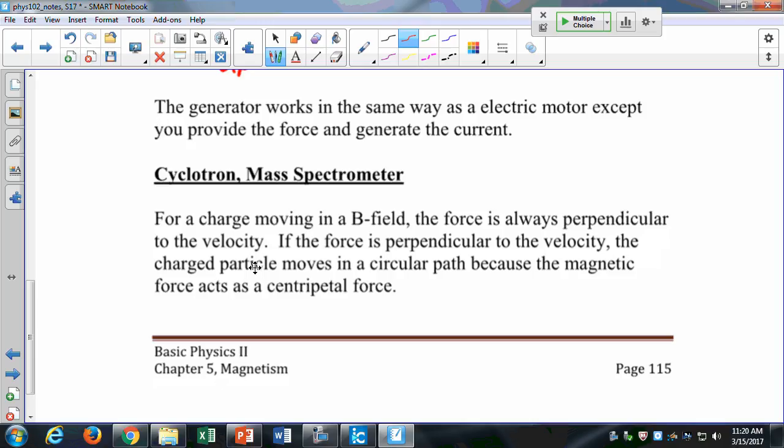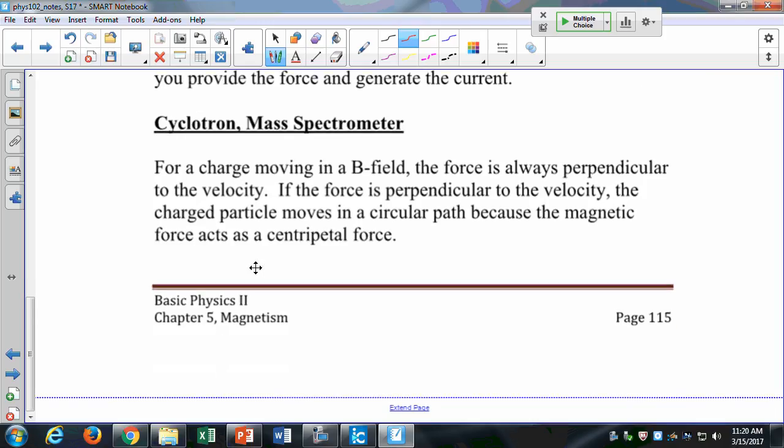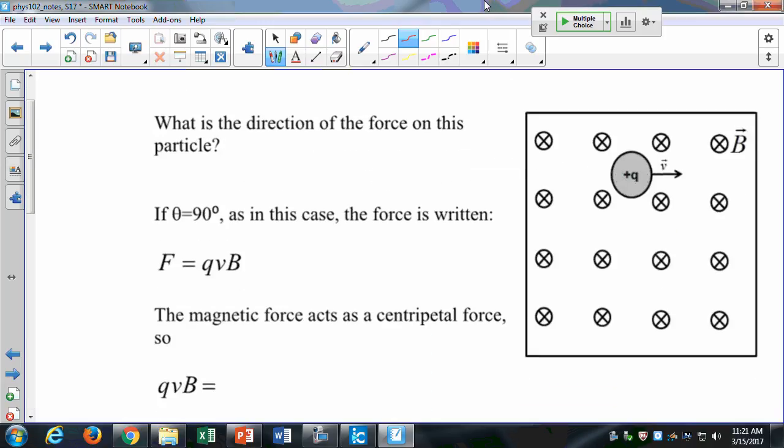All right, let's look at the cyclotron, the mass spectrometer. Some of you might have used this in some of your chemistry classes if you've taken some upper levels yet, or you might if you go into graduate school in biology. If I have a charge moving in a magnetic field, the force is perpendicular. That causes a centripetal force, which causes the charge to move in a circular path, like we've already seen. We can measure the radius of that path, which will tell us something about the charge.